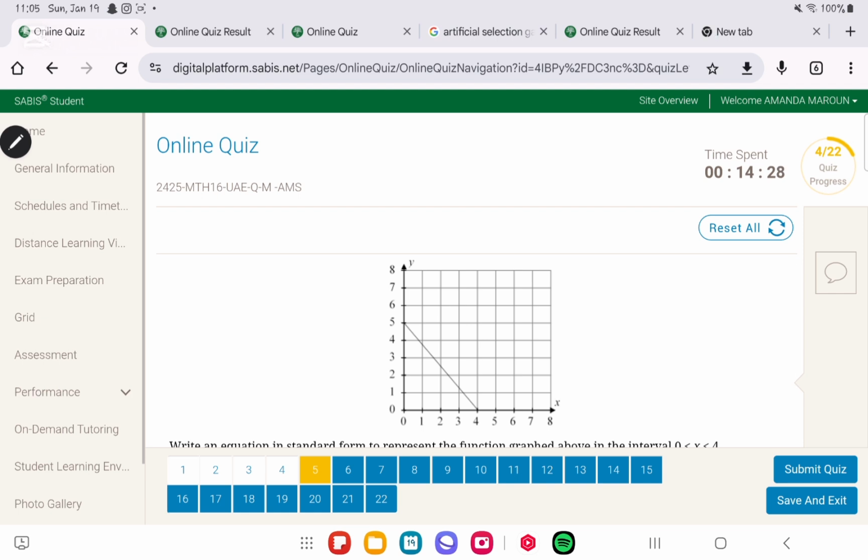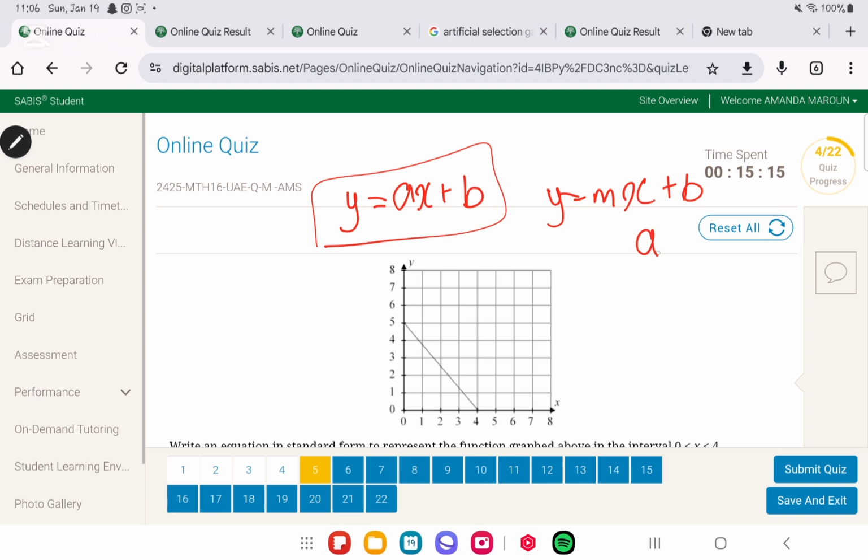Very simply, we know that any straight line has an equation of y equals mx plus b. You can say mx plus b or ax plus b, whichever suits you, it's just a different letter. So, to find the slope, which is a or m, I'm going to use this one. To find the slope, we are going to choose 2 points. So we're going to choose this one and this one.